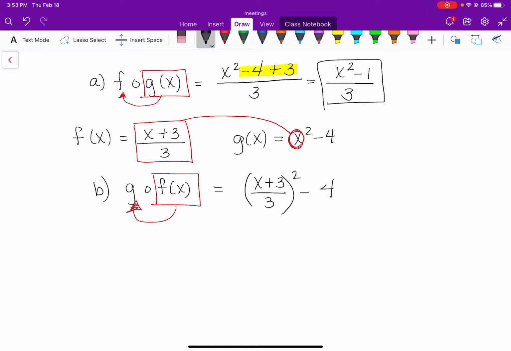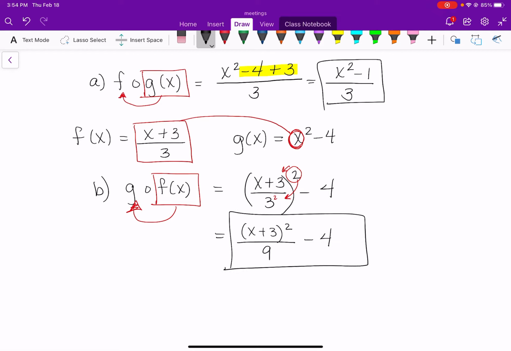Now, this is the one problem where we are going to do one thing to help this out. We're going to take the squared and give it to the top and the bottom. So we're going to keep the top in parentheses. We're not even going to multiply it out. You're just going to say x plus 3 squared over, and then you're also going to come down here and square this 3. So 3 squared is 9, minus 4, and then you're going to keep your answer like this.